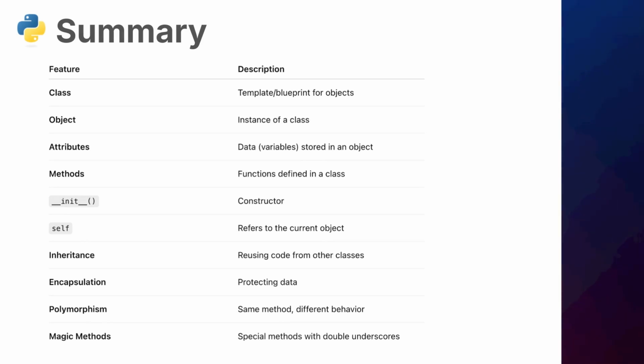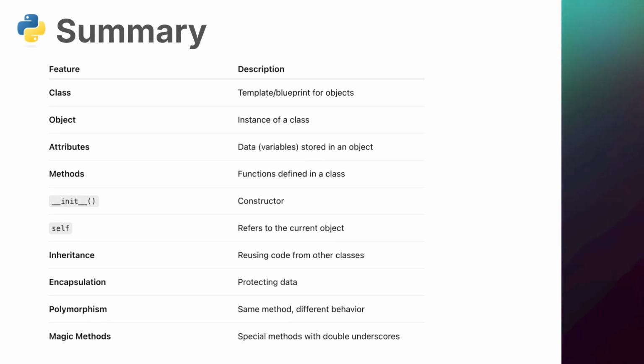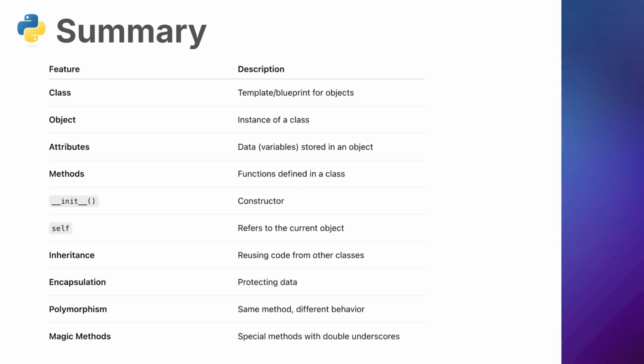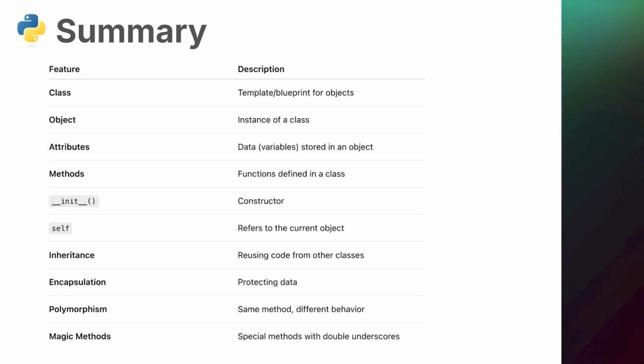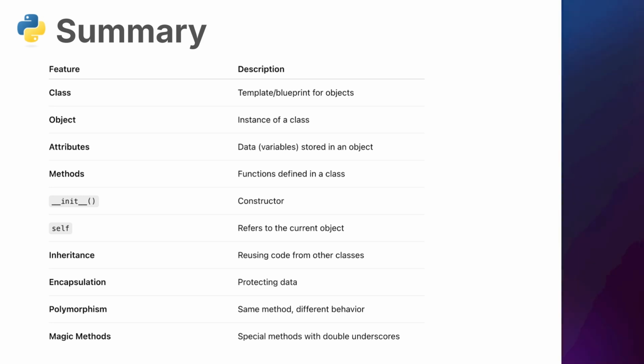Alright, that's it for this section. Let's quickly review what we learned in this section. A class is like a blueprint or design. It defines what data, attributes, and actions, methods, an object will have. An object is the actual thing created from the class blueprint. You can create many objects from one class and each one can have different data.